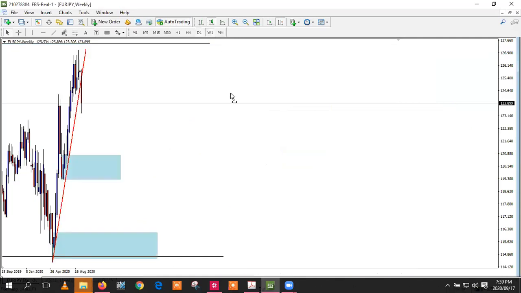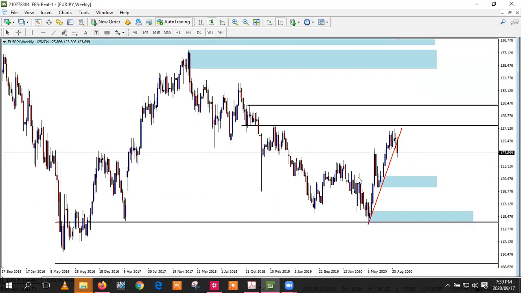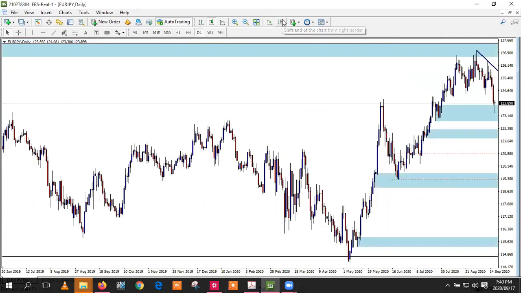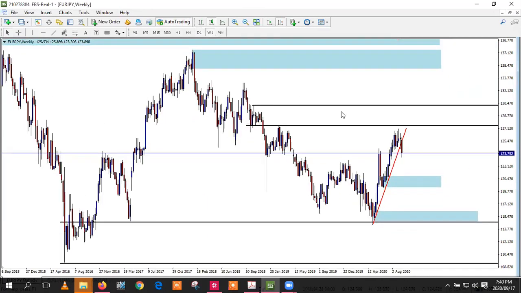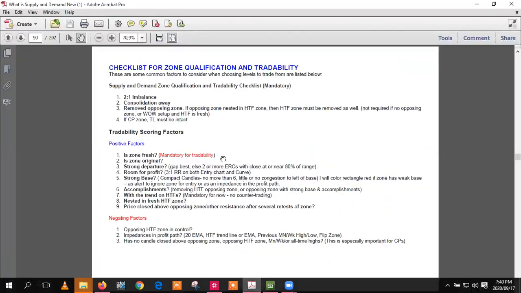One, you have a weekly trend line broken. Though it's not solidly broken, this retest is outside the weekly trend. This retest here, this touch, is outside the weekly trend. So you're actually trading against what is happening on the higher time frame.